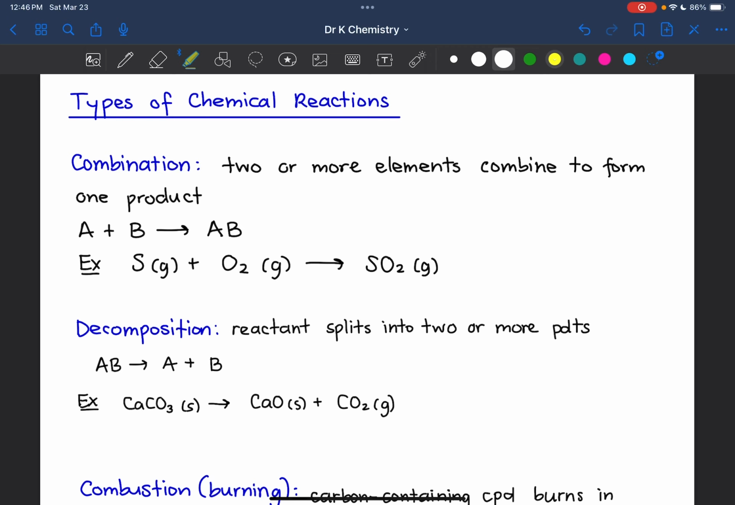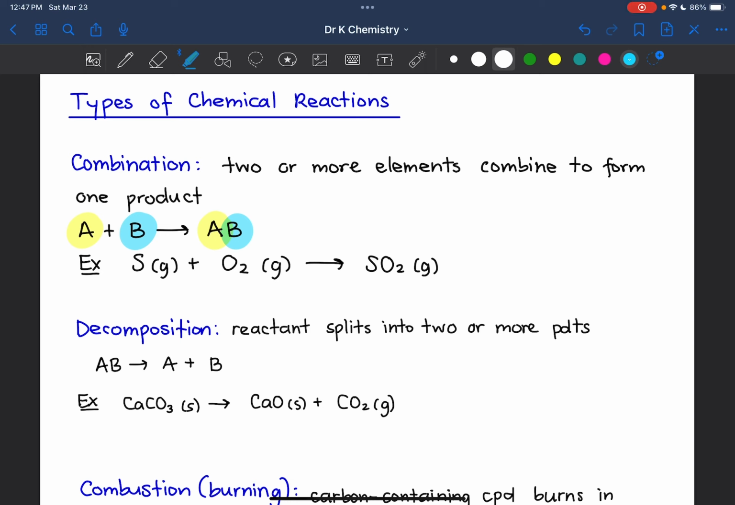There are 5 different types of chemical reactions, and we'll explore them. In a combination reaction, 2 or more elements are going to combine to form one product. So if we think of this in terms of just, let's say, variables, if we take compound A and compound B and we combine them together into a new compound, they would form the compound AB. So we took 2 separate substances and we combined them together into one.